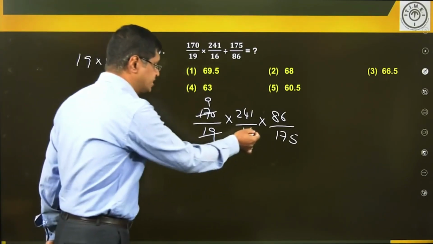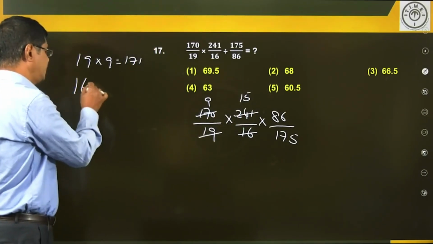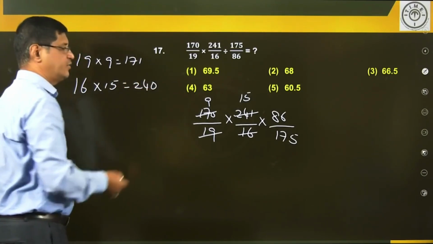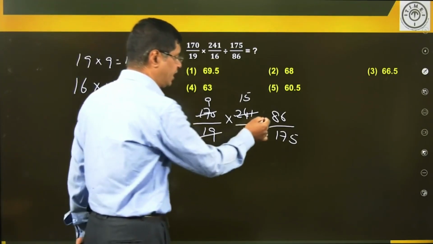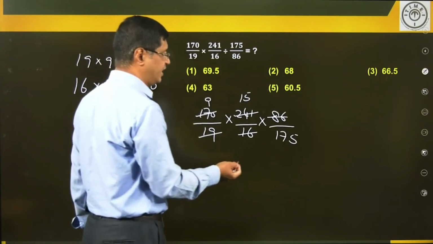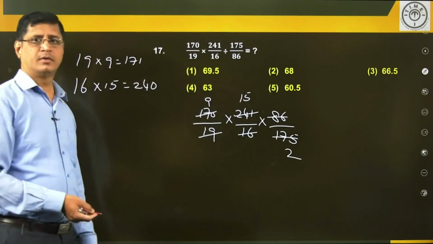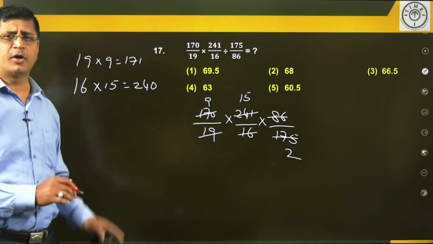Then what about the next? 16, 15 times. So, 16 into 15, that is 240. But here 241 is given, the closest value. Then what is the next here? 86. What is twice 86? Twice 86 means 172. 172 means 86 goes approximately 2 times.